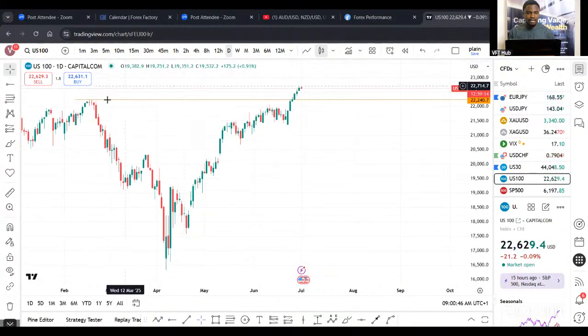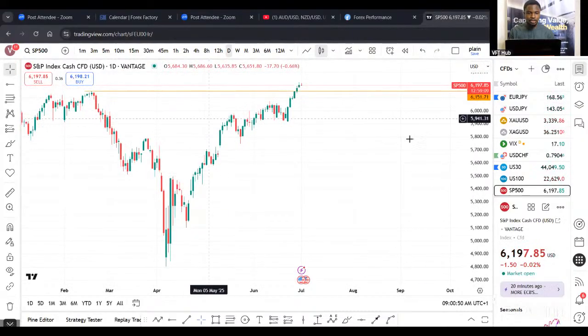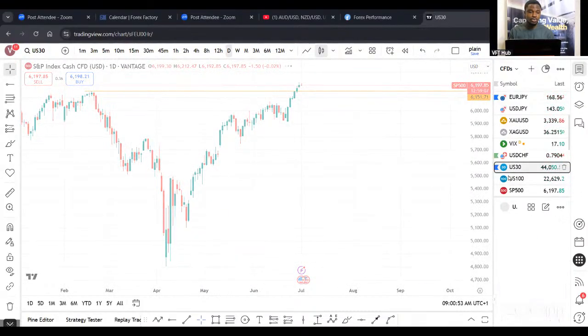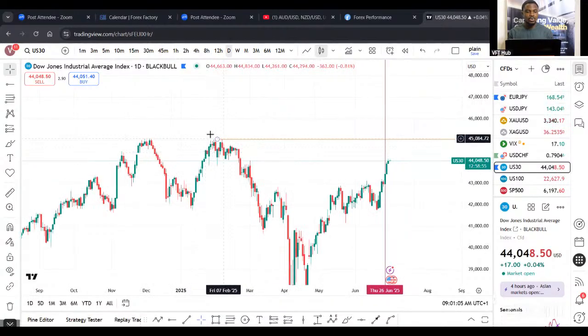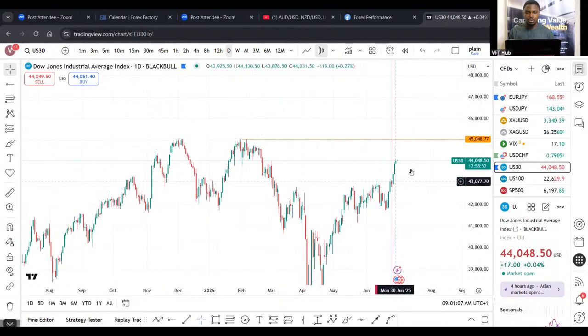US 100 has cleared its own all-time high. S&P 500 too has done the same. The only one left to catch up is US 30, meaning we still have enough space for buys in this market on US 30, right? Because we expect it also to go and clear its own previous all-time high.